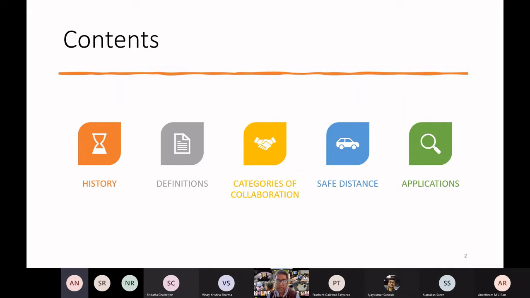the different scenarios. We'll first take a step back and look at the similar collaborative scenario that has been studied under computer supported collaborative work. And then we look at the similar classification in CoBot. Then the main part of the presentation: we look at maintaining safe distance from the CoBot. Again, we will take help from the ISO document, which is a very precise and detailed description of the safe distance requirement from an operator. And finally, we look at applications and case studies.